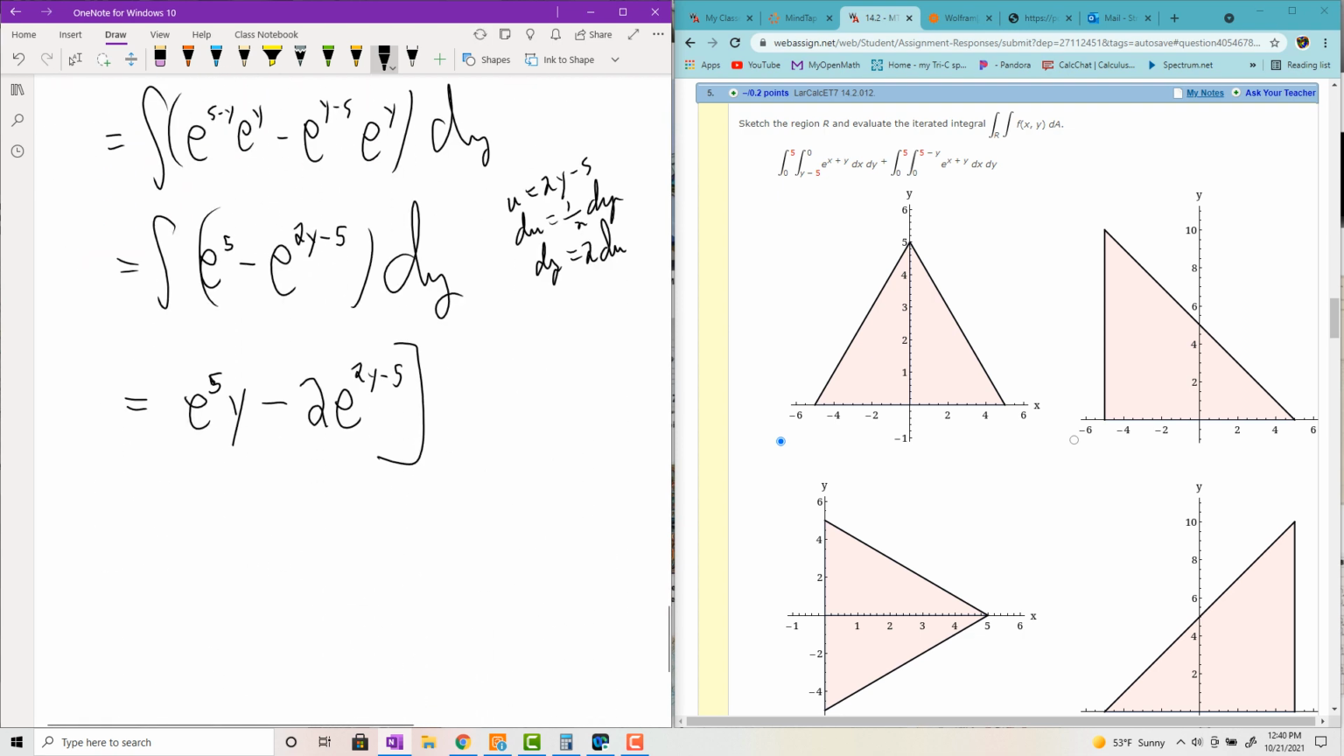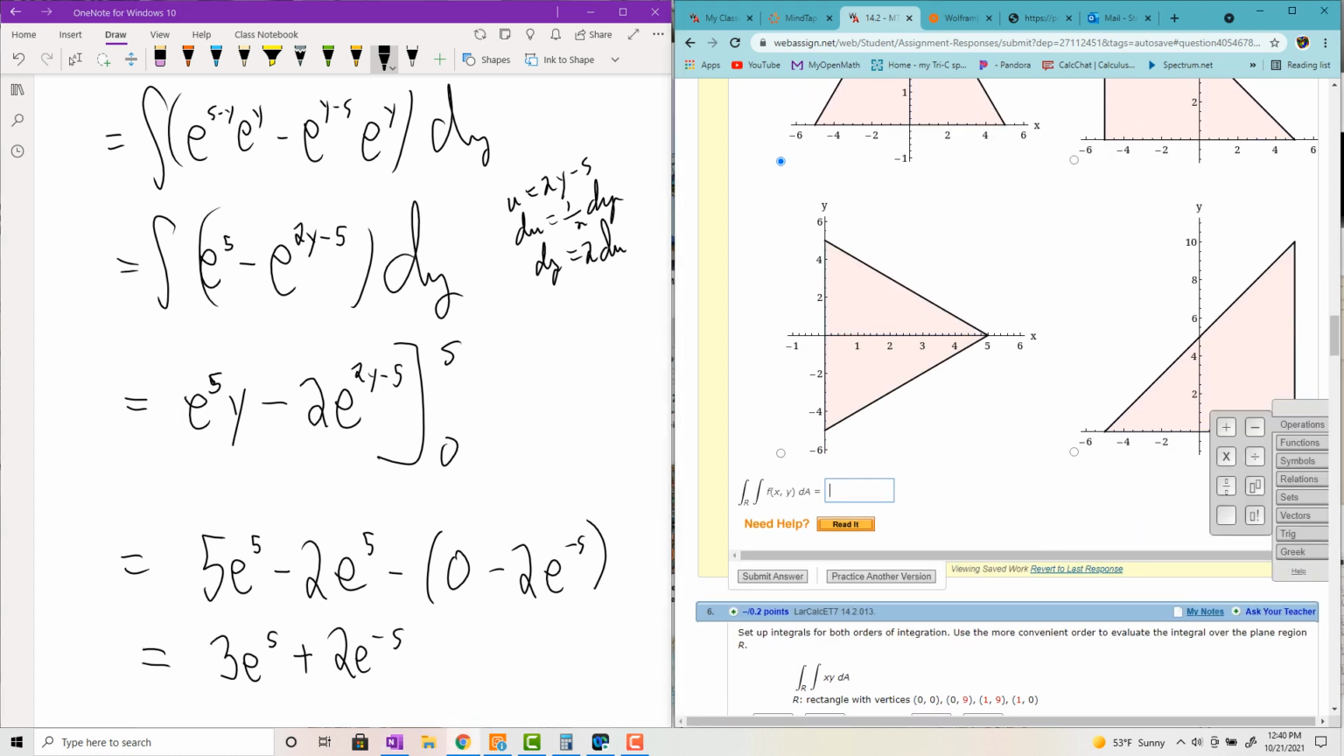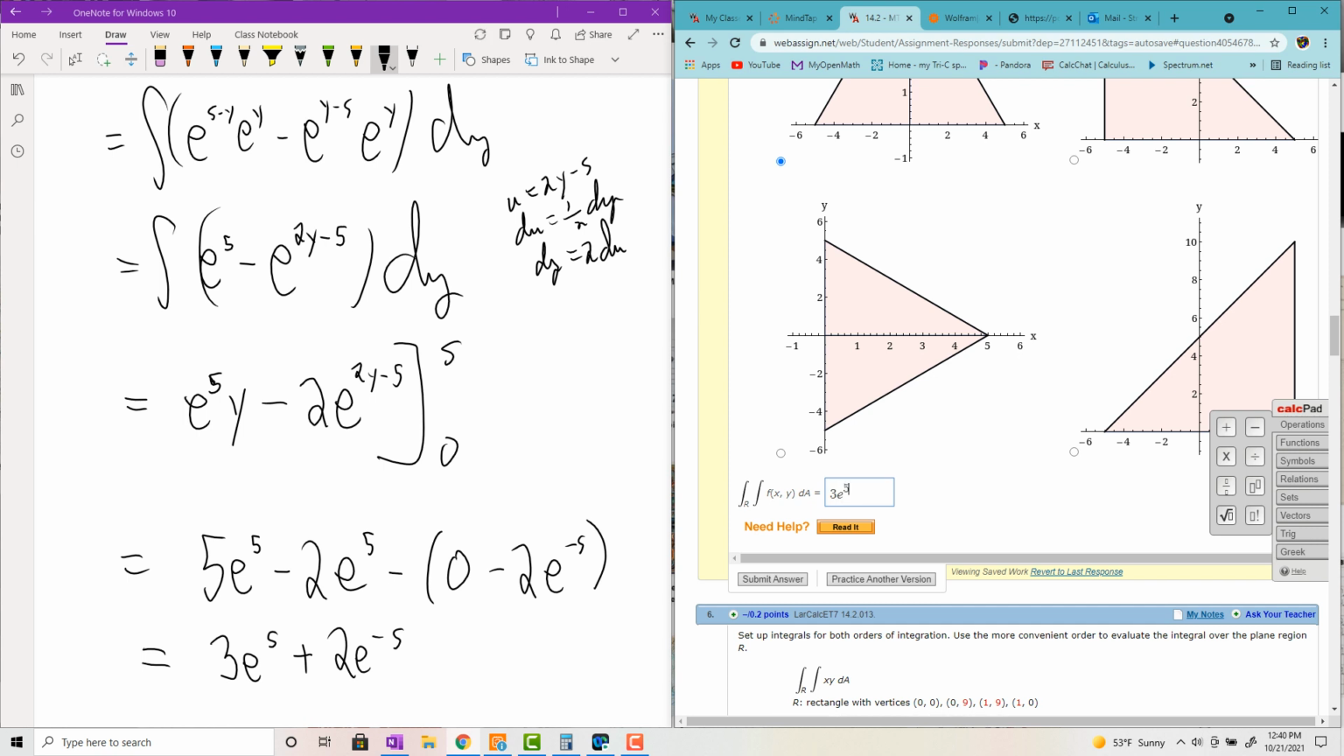And then finally, I think we can integrate 0 to the 5. So I'll have 5e to the 5 minus 2e to the 10 minus 5, which is 5, minus 0 minus 2e to the, I guess, just negative 5. You plug in 0. So this will be 3e to the 5 plus 2e to the negative 5. Believe it or not. Okay, so let's see if that's right. 3e to the 5 plus 2e to the negative 5.